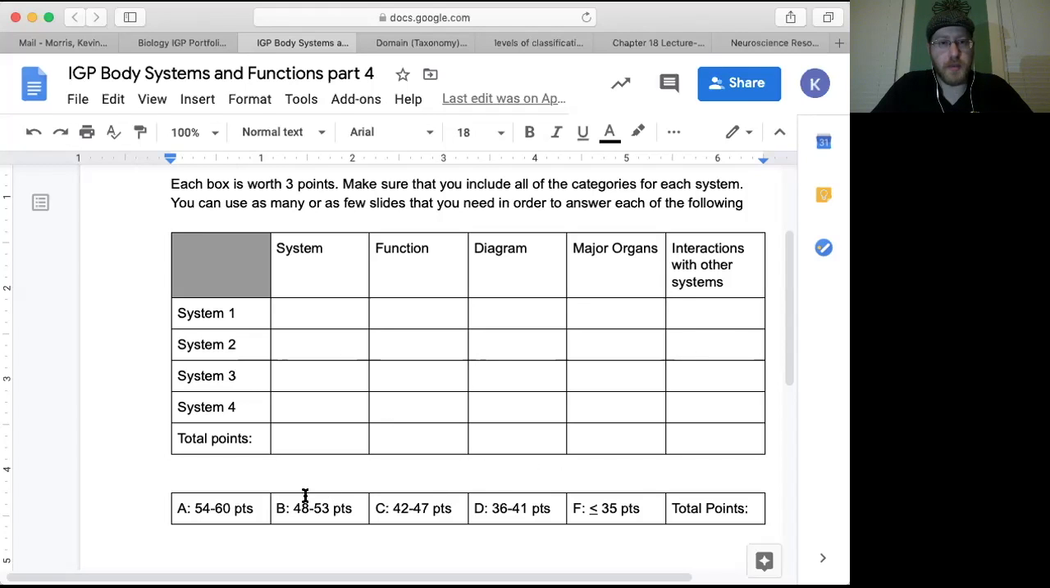Add all those up. If your points come between 54 and 60, you get an A. If it's 48 to 53, you get a B. If it's 42 to 47, you get a C. 36 to 41, a D, and 35 points or less is an F.